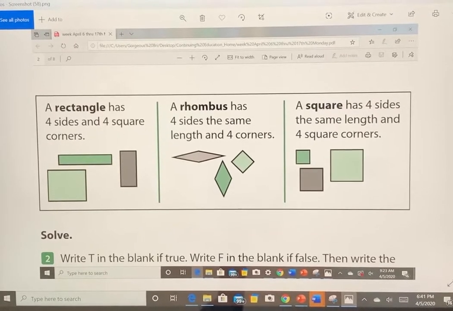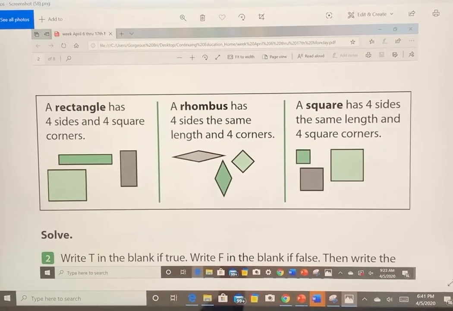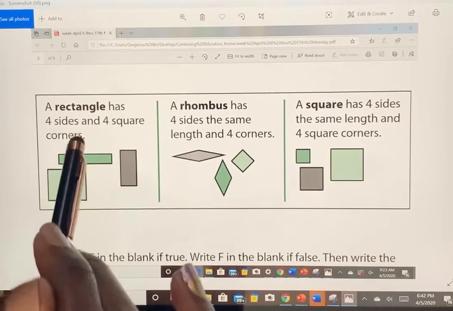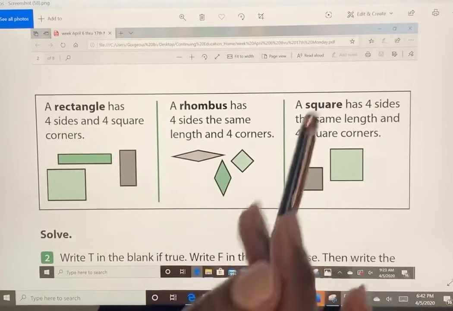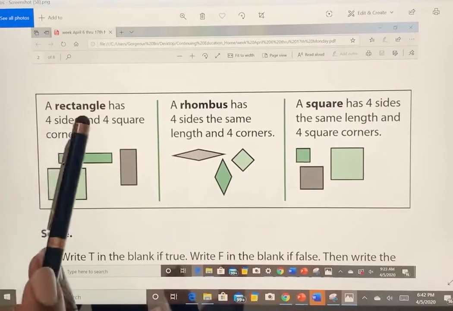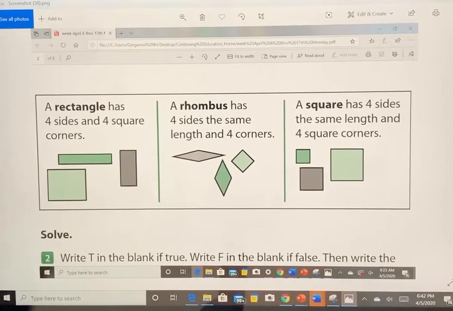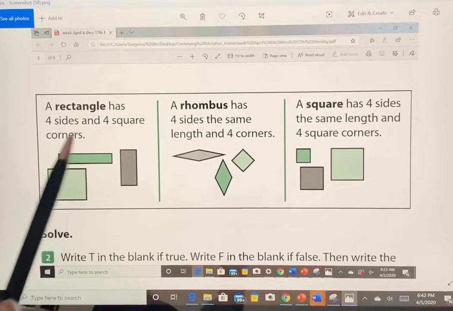So we're going to pick up where we left off. We're going to talk a little bit more about a rectangle, a rhombus, a square. A rectangle has 4 sides and 4 square corners.